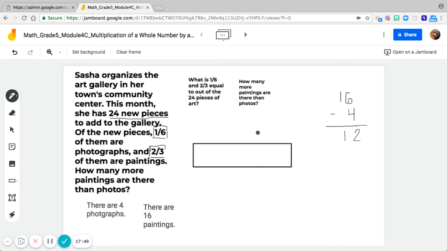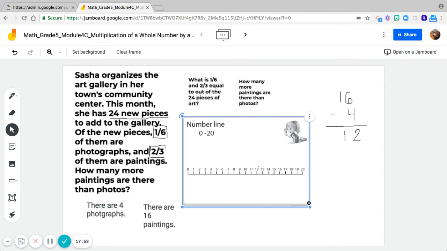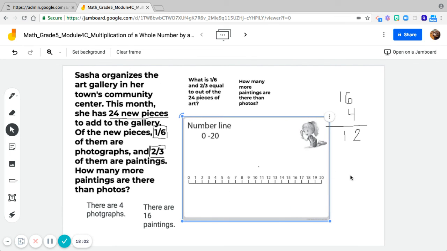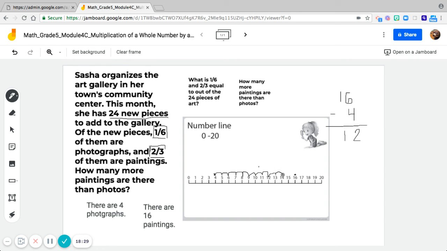Or we can use something like a number line to see what is the amount in between 4 and 16. Okay, so here I have a number line. And we know that there are 4 photographs, right? So I'll start here. And we know that there are 16 paintings. So I'm going to see how much bigger 16 is than 4. So I'm just going to do some jumps, okay? 1, 2, 3, 4, 5, 6, 7, 8, 9, 10, 11, and 12. So there are 12 more paintings than there are photographs. And we just did that 2 different ways. We did subtraction, and then we used the number line. So now we can answer this question. How many more paintings are there than photos? There are 12 more paintings than photos.